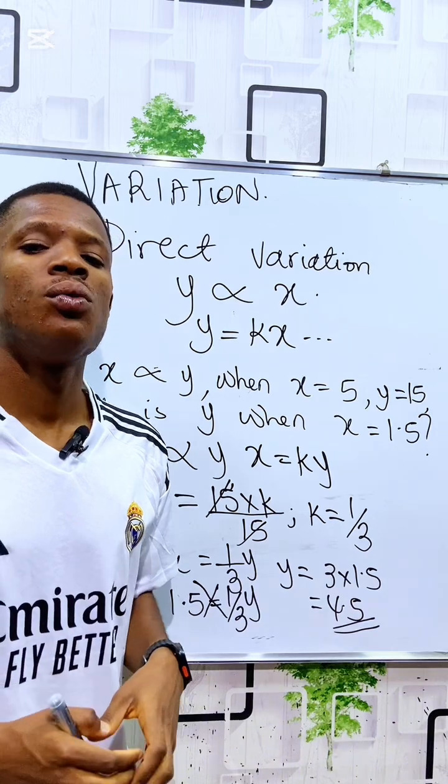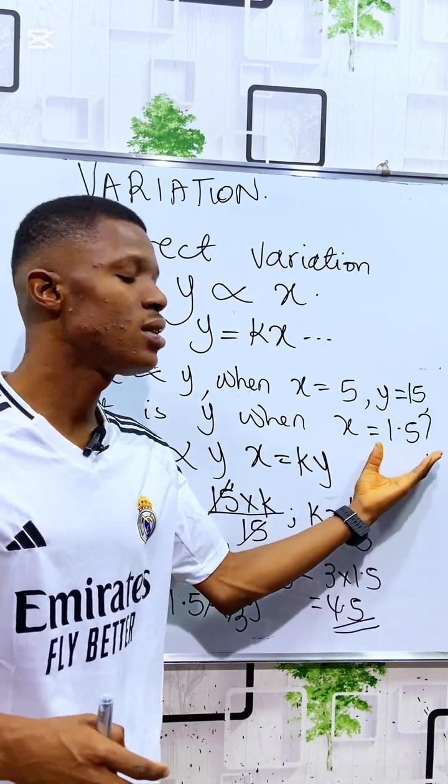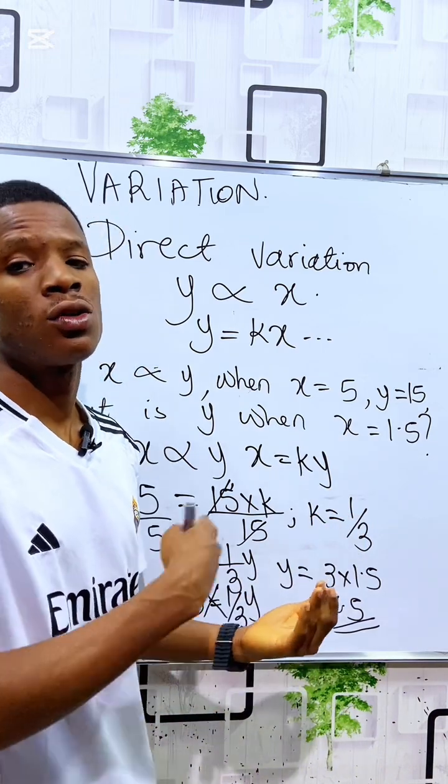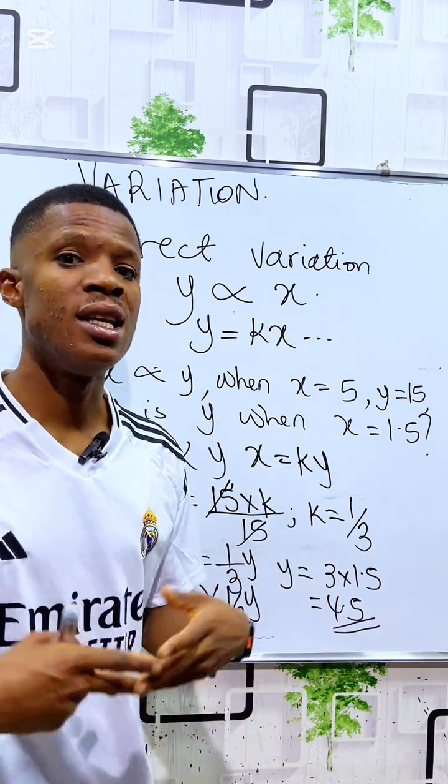So y is 4.5 and x is 1.5. So you can see that once there is an increase or decrease in one quantity, it results in an increase or decrease in the other quantity.